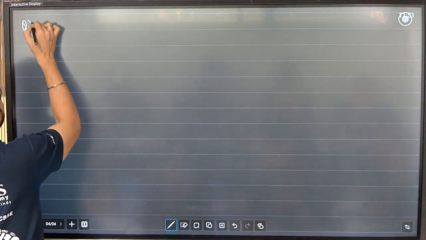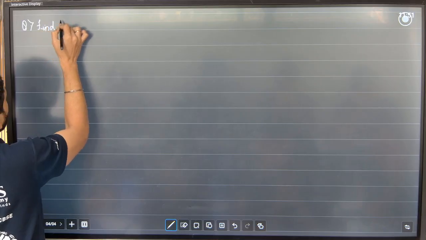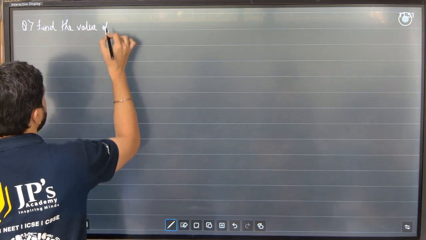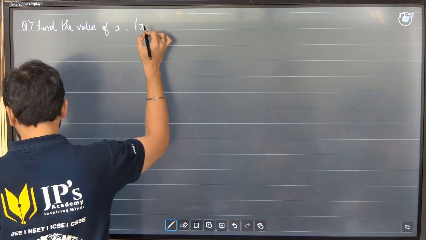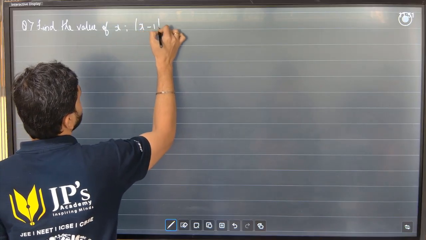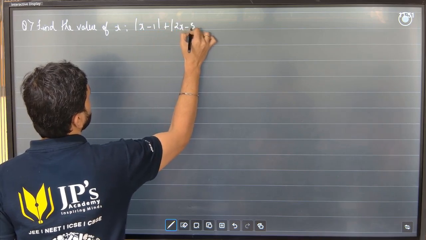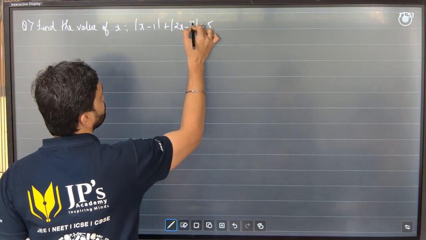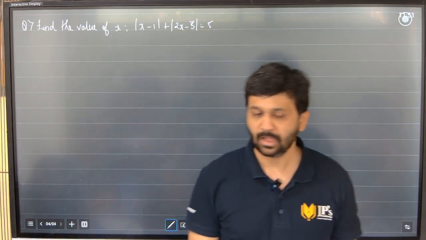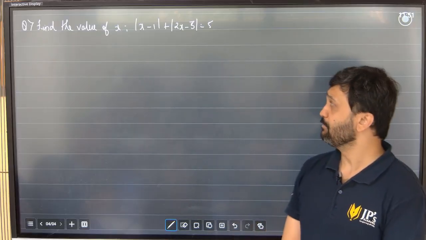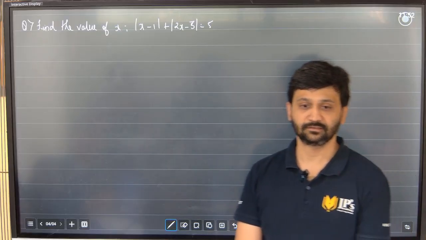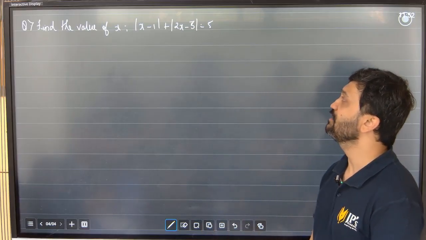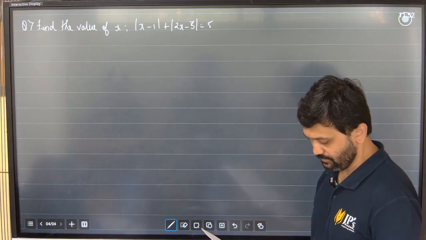We have to find the value. Okay, find the value of x. My question is mod of x minus 1 plus mod of 2x minus 3 is equal to 5. I have to find the value of x. And I just said that mod of x always gives you two values. So I have to be very careful to understand how I will find the value of x.